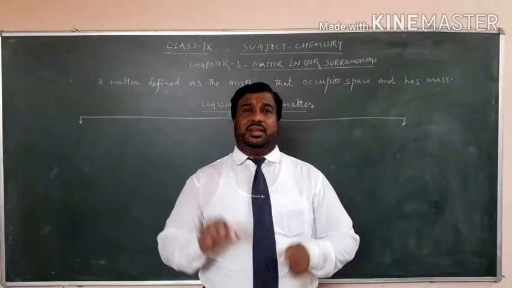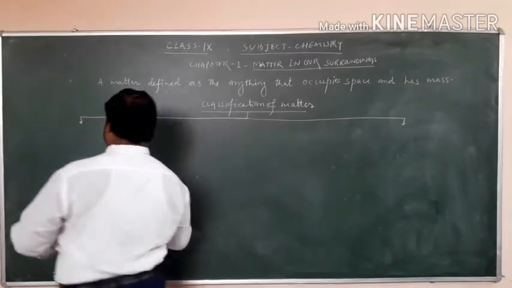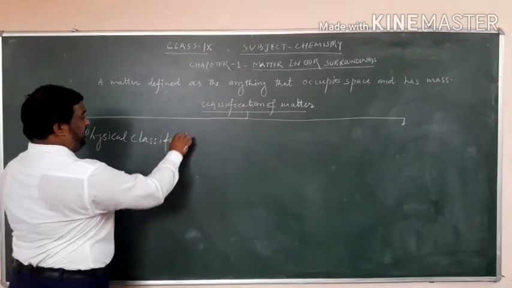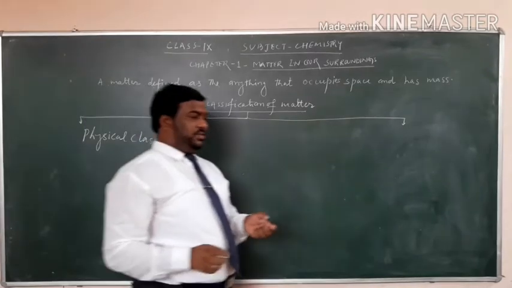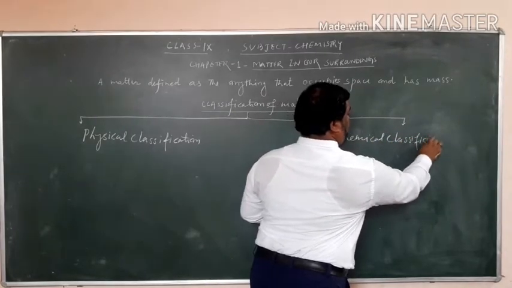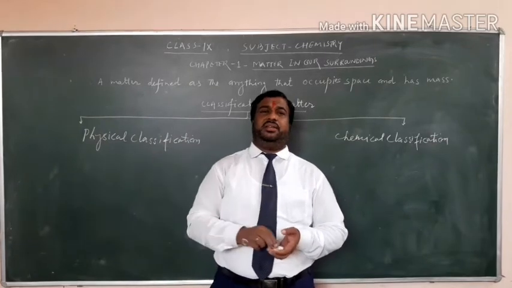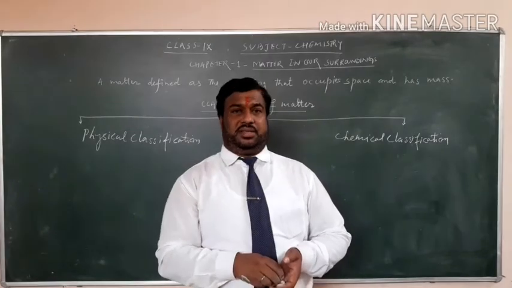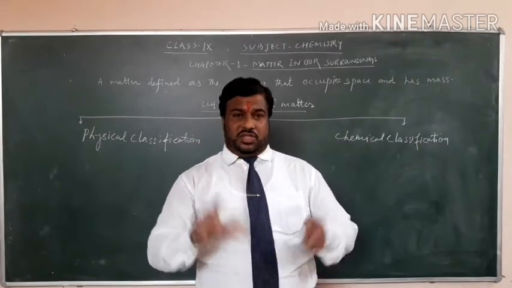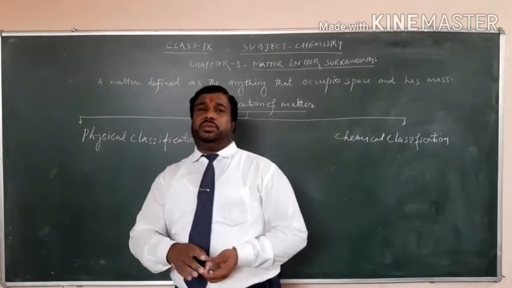So class, matter is divided into two parts. One is physical classification and second is chemical classification. In physical classification, we take all the physical properties, and in chemical classification, we take the chemical properties of matter. So, dear students, this physical classification of matter is further subdivided into 5 parts.